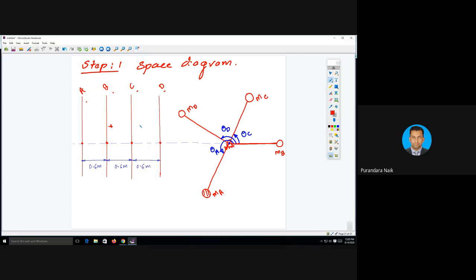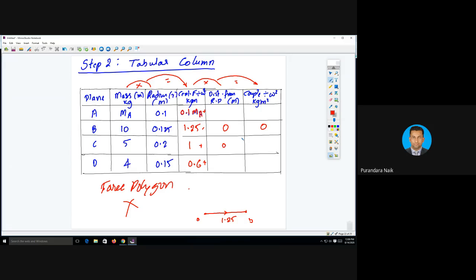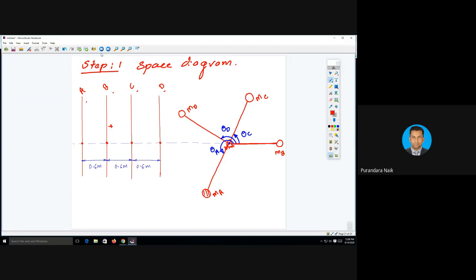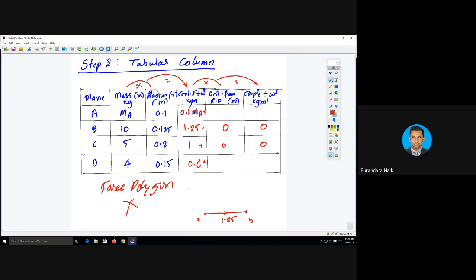C you can select, because if you select C, then automatically C to C will become 0, and the answer will be 0. So here also the mass of C is known. Mass of C is known, but the angle is unknown, of course. If you make this a reference plane, then the couple due to C will become 0. Force is known, but the couple will become 0. So that is also wrong.